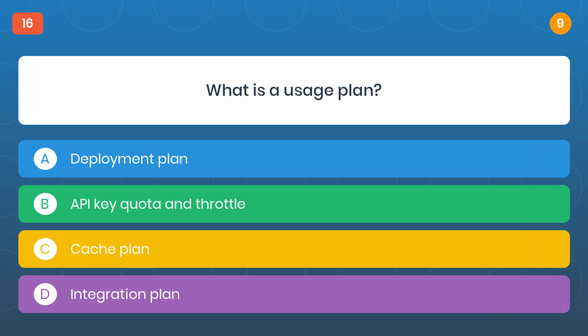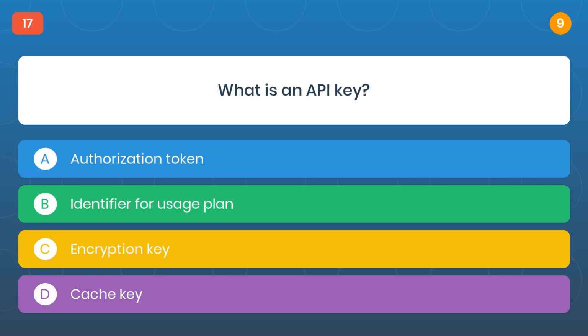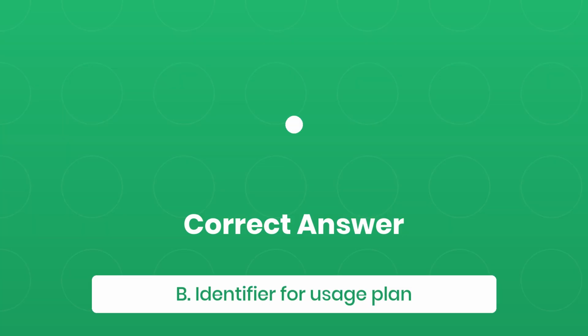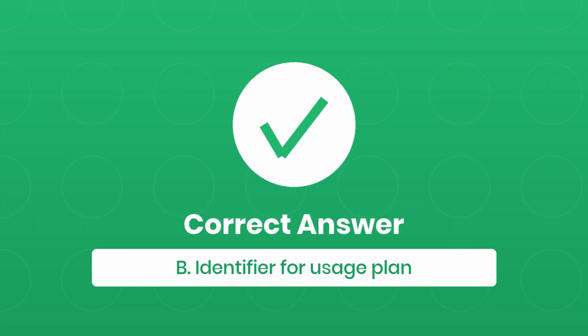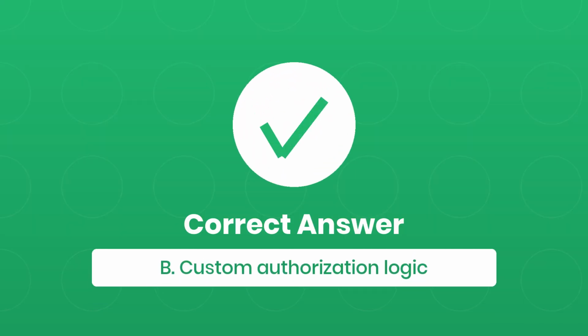Question 16. What is a usage plan? The correct answer is B, API key quota and throttle. Question 17. What is an API key? The correct answer is B, identifier for usage plan. Question 18. What is a Lambda authorizer? The correct answer is B, custom authorization logic.